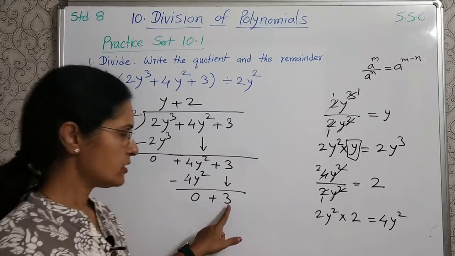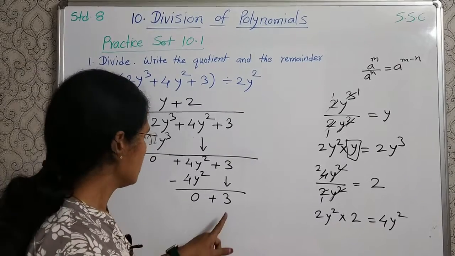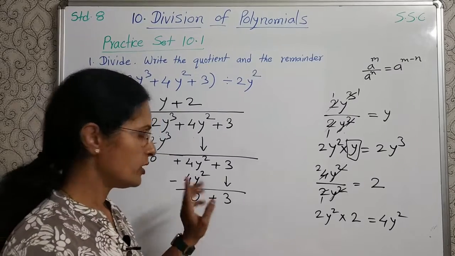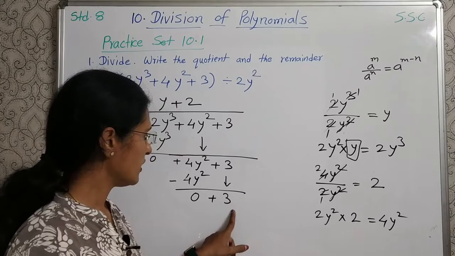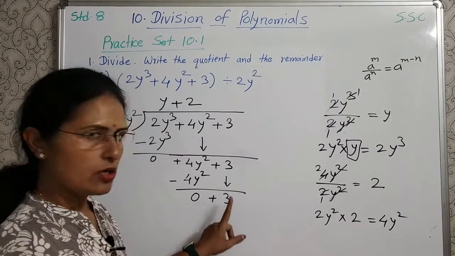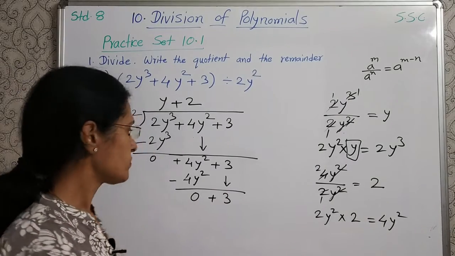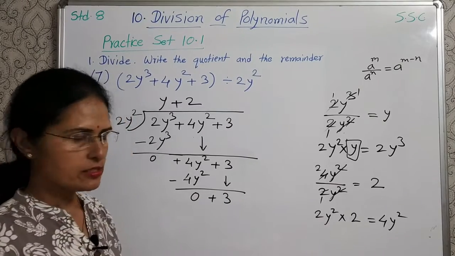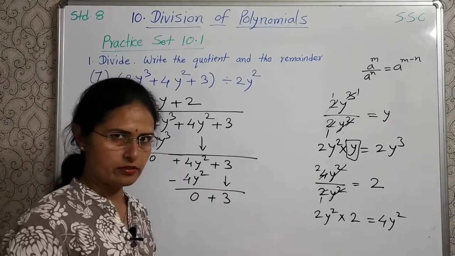Now can we divide this 3 by 2y square? No, because of the remainder's degree. Now the remainder is only 3 here and the degree will be 0. You can take the variable y and it will be y raised to 0. So the degree of this remainder is 0 and the degree of the divisor is 2. So whenever the degree of the remainder is less than the degree of the divisor, the division ends here.